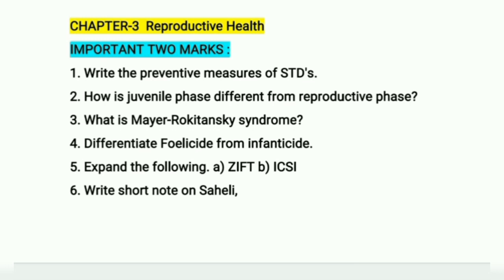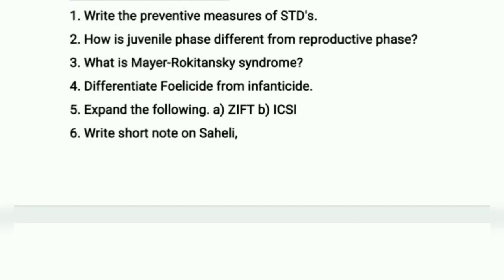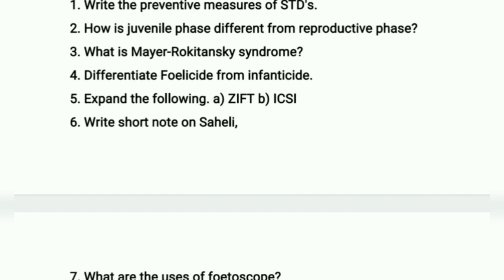Write the preventive measures of STDs. How is juvenile phase different from reproductive phase? What is Mayer-Rokitansky syndrome? Differentiate feticide from infanticide. Expand the following: ZIFT, ICSI.